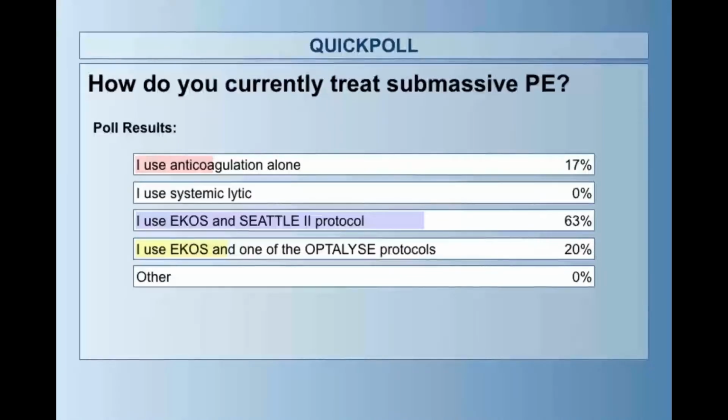So we have an interesting breakdown. About 63% of the attendees here tonight would use EKOS and a Seattle 2 protocol of 1 milligram per hour for a total of 24 milligrams of TPA. And 20% would opt for lower duration, lower lytic dosing, which would be the OPTALYSE protocol, and about 17% would use anticoagulation alone. So 0% would use systemic lytic therapy, which I think is very appropriate.